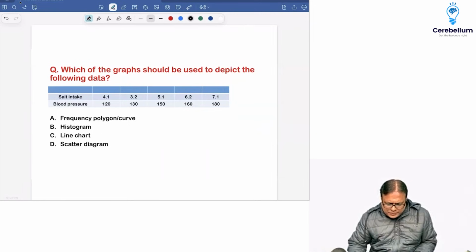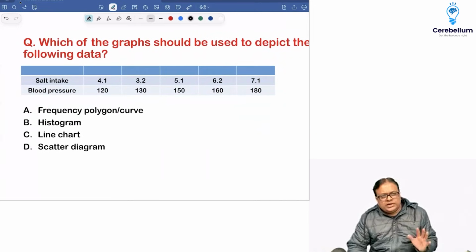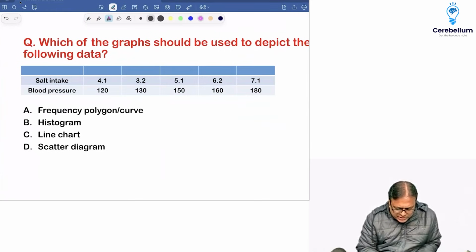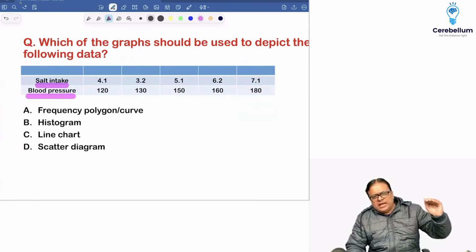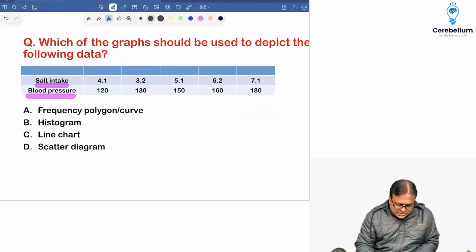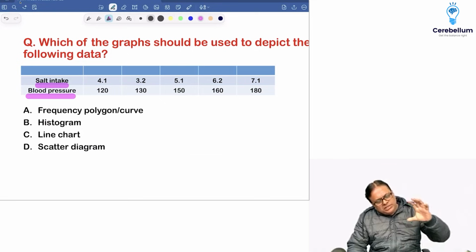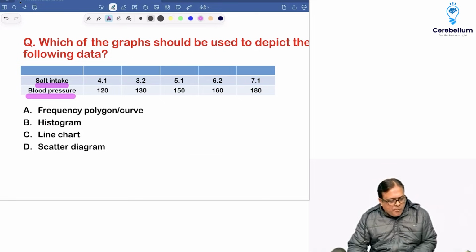Okay, there was a question. Which of the graphs should be used to depict the following data? Again, these numbers have been told by students. Numbers may be a bit changed, but look at this. Salt intake, blood pressure. As the salt intake is increasing or decreasing, we want to see whether blood pressure is increasing or decreasing. So which diagram should I use? With two different options, 3.75 will be the innermost, adequately treated.